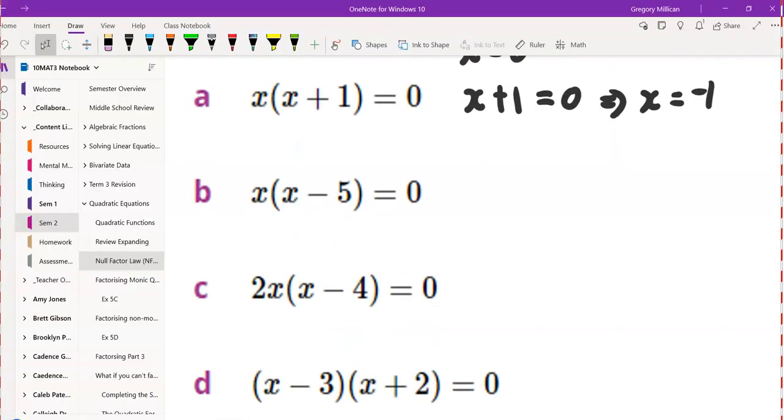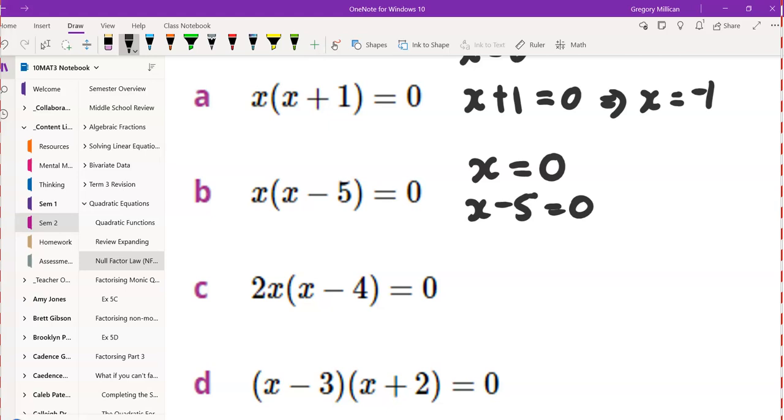x multiplied by x minus 5 equals 0. So what are my two factors? x and, sorry, Lachlan? x take 5. Right, so my two factors are x and x take 5. So let's identify using the null factor law, either the first factor, which again in this case is just x, or x minus 5 equals 0. Now I want the x-intercepts, I want the roots, so I need to find what x is.